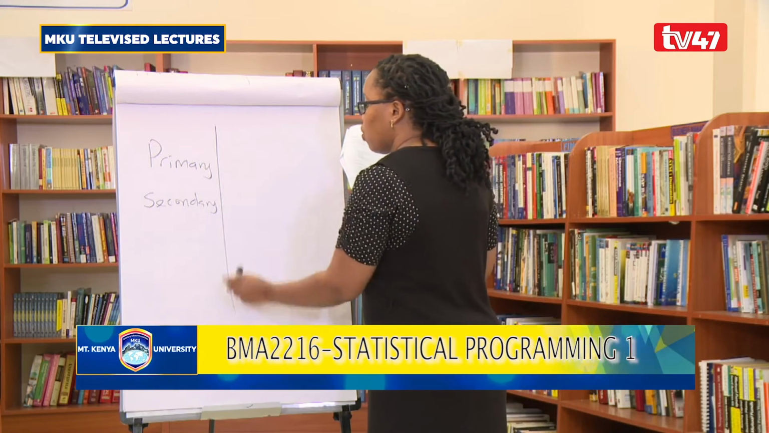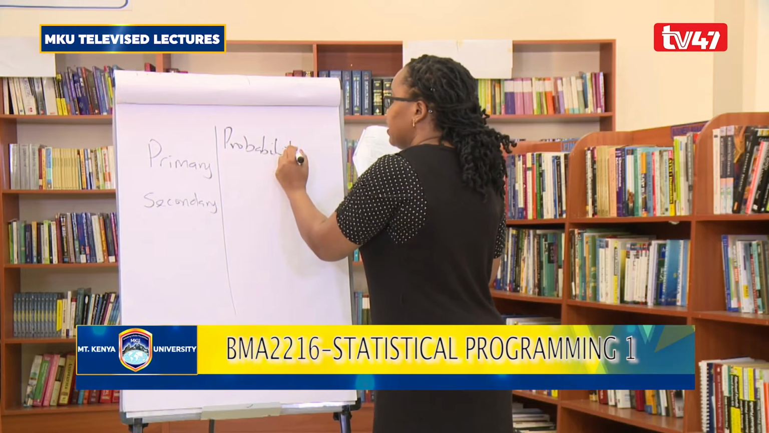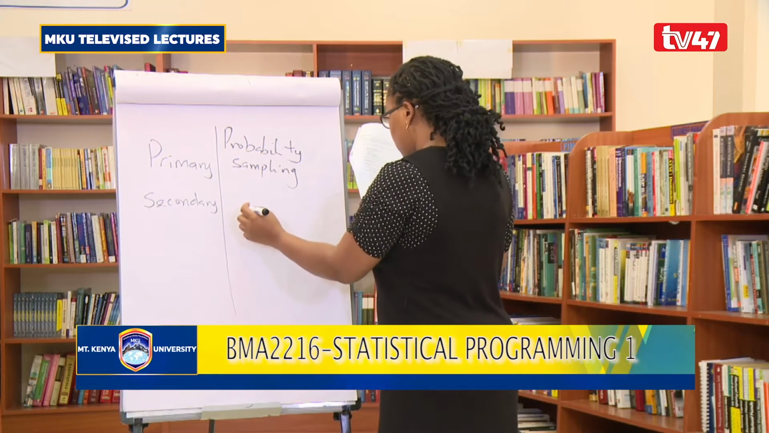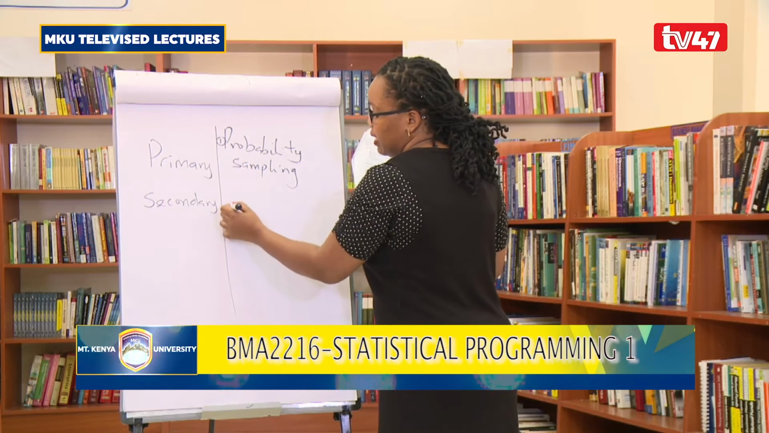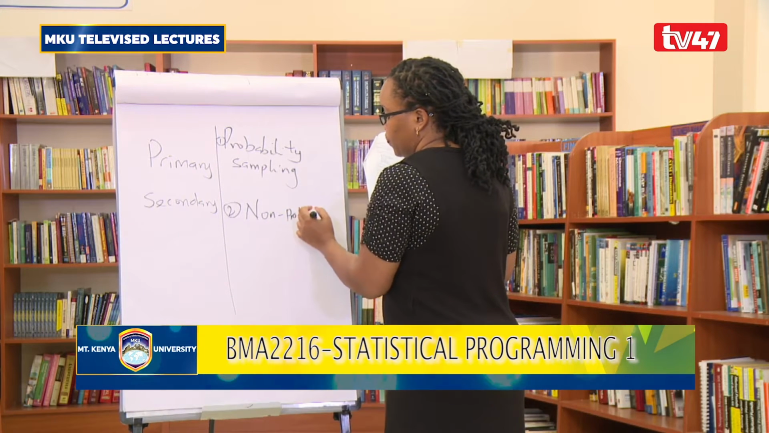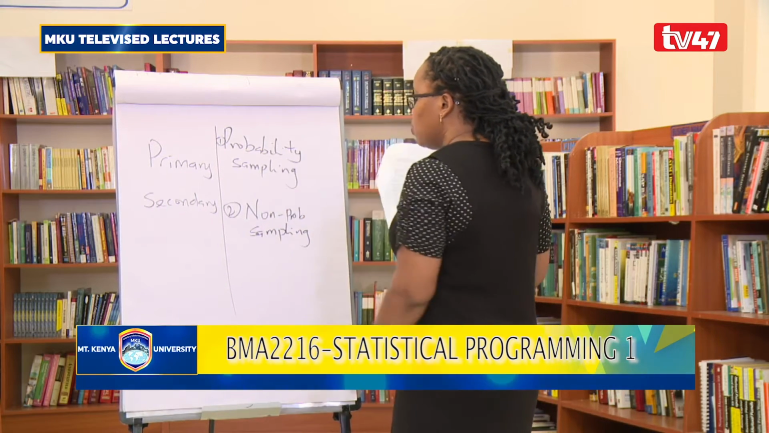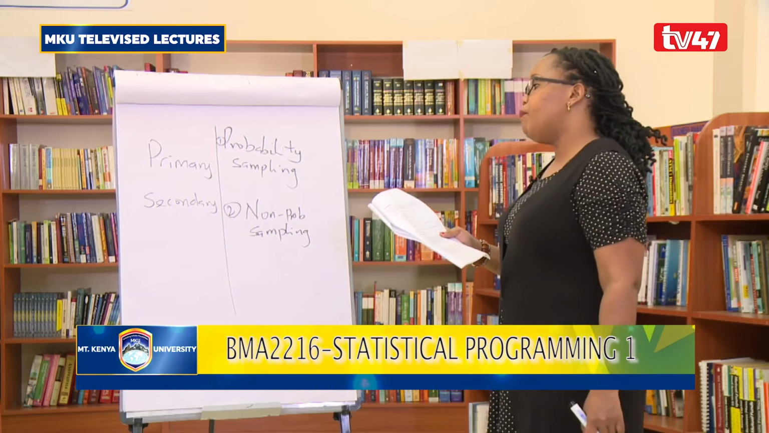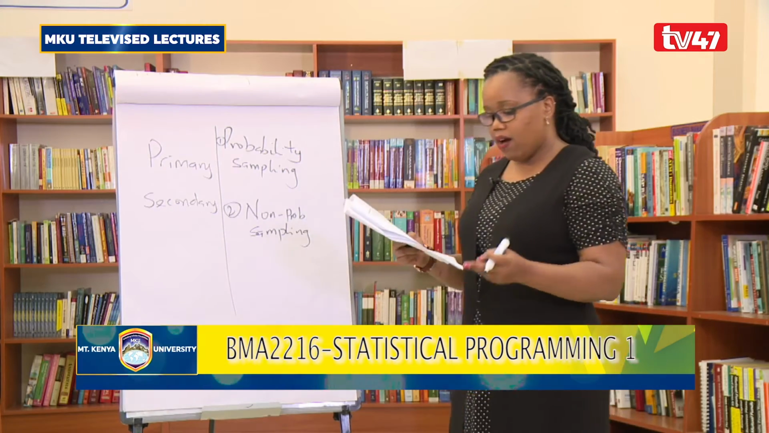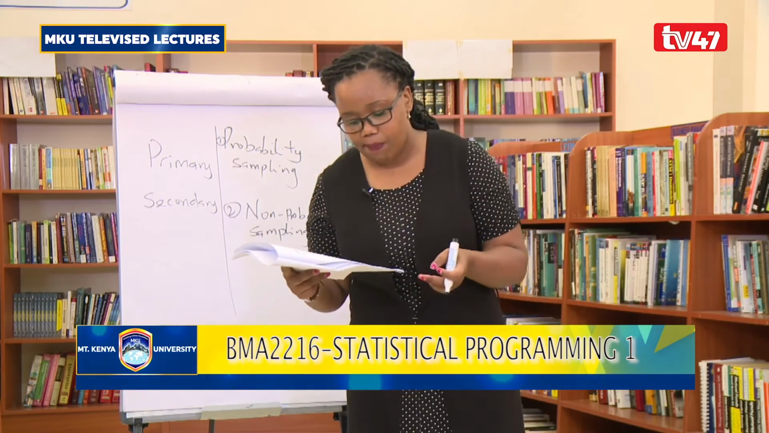We have what we call probability sampling, okay, and what we call non-probability sampling. So each of these two has several methods that are in line with it. For probability sampling, we have simple random sampling, we have systematic random sampling, we have stratified sampling, and so on.